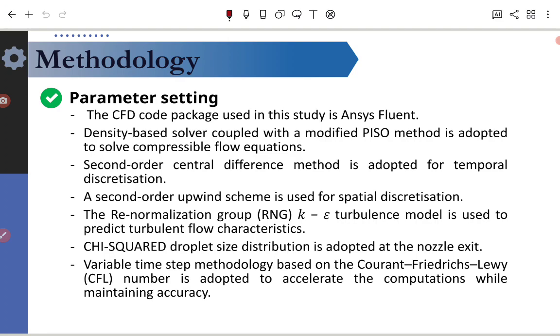For the spray simulation, the effect of in-nozzle flow on near spray behavior can be determined by nozzle discharge coefficient, injection flow rate profile, and initial droplet size distribution, which are widely employed in similar spray studies and show reasonable results compared with other researchers. In addition, a variable time step methodology based on the Courant-Friedrichs-Lewy number is adopted to accelerate the computation while maintaining good accuracy of the results.